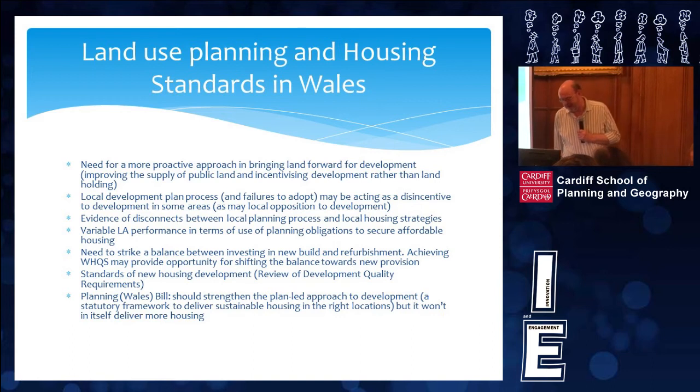As I say, I don't feel expert enough to say a great deal about land use planning and issues around housing standards, but again, I think some of the reports, the Essex report and the Housing Supply Task Force report from last year, talked about the need for bringing forward more public land. They've talked about the need to give greater clarity within the LDP process. There is, I think, a real problem about a disconnect between local planning policy and very often the lack now of a clear local housing strategy in many local authorities. The evidence that we have is probably a variable local authority performance in terms of the extent to which planning obligations for the supply of affordable housing are being delivered. But again, some changes being introduced perhaps in the Planning Wales Bill may help to strengthen the position there in terms of the contribution that land use planning can make.